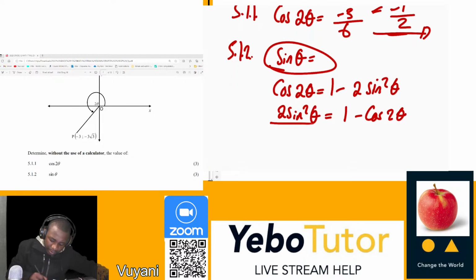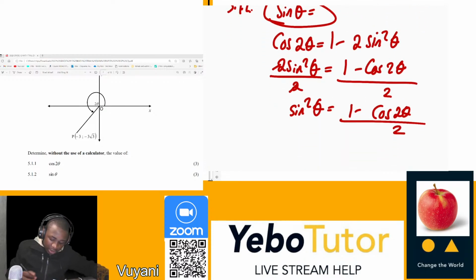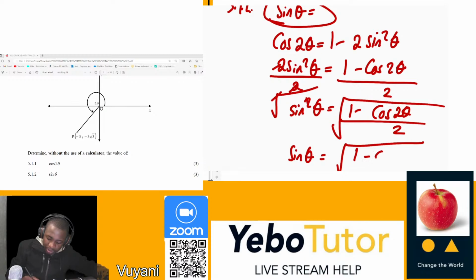Then of course we can divide both sides by 2. Then we are left with sine squared of theta equal to 1 minus cos of 2 theta, divided by 2. But that's not what we are interested in, so we need to square root both sides. Then we'll be left with sine theta equal to the square root of 1 minus cos of 2 theta divided by 2.